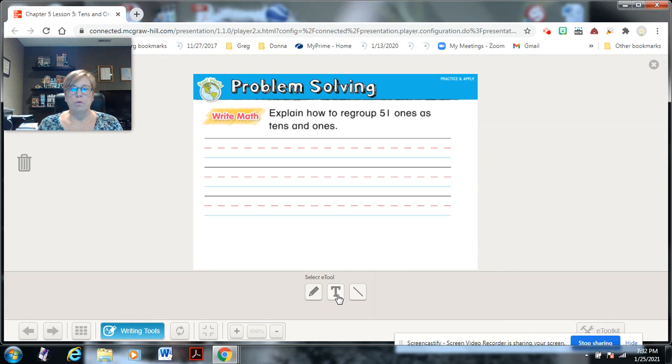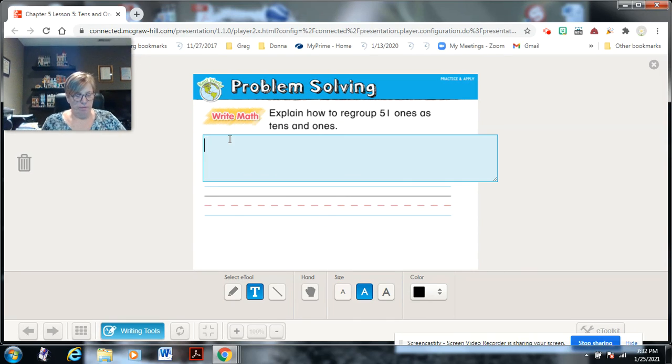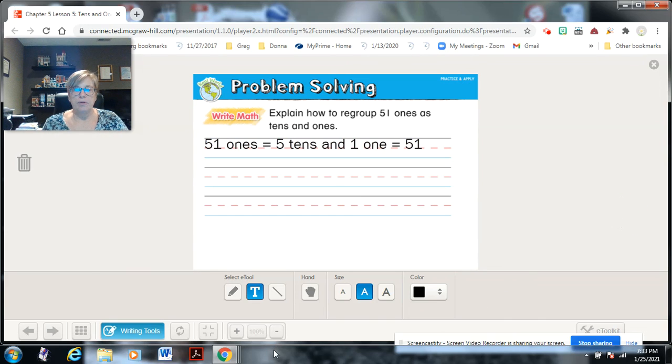Okay, let's go to now our write-a-math problem. Okay, so explain how to regroup 51 ones as tens and ones. Okay, we can do this. We've been doing this. Okay, let's do it. 51 ones equals how many tens? That's right, 5 tens and 1 one. What does it equal? 51. Very good job.